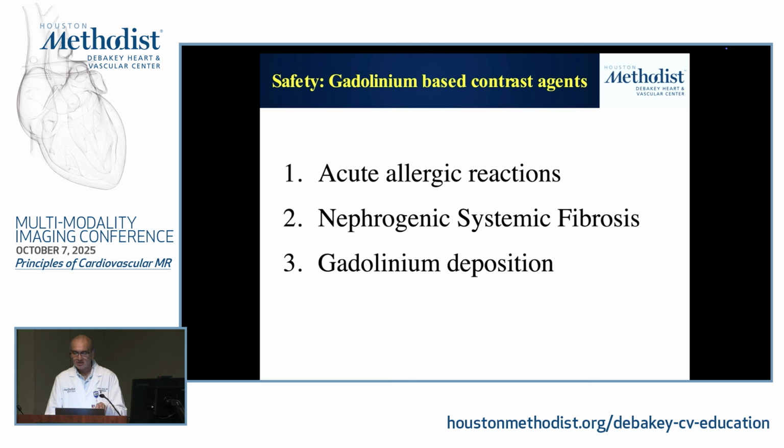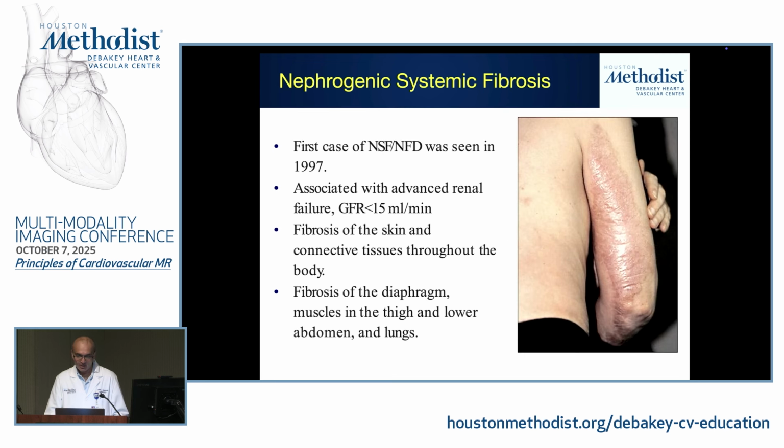The second is a concern about a condition called nephrogenic systemic fibrosis. I'll go through that in a little bit. And then a question about gadolinium deposition. We'll touch on that a little bit as well. So this right here is an example. The first case was described in 1997, where a person had a systemic sclerosis type fibrosing condition in the skin. What they noticed when they first started seeing these cases was that it seemed to be associated with people who have advanced renal failure.